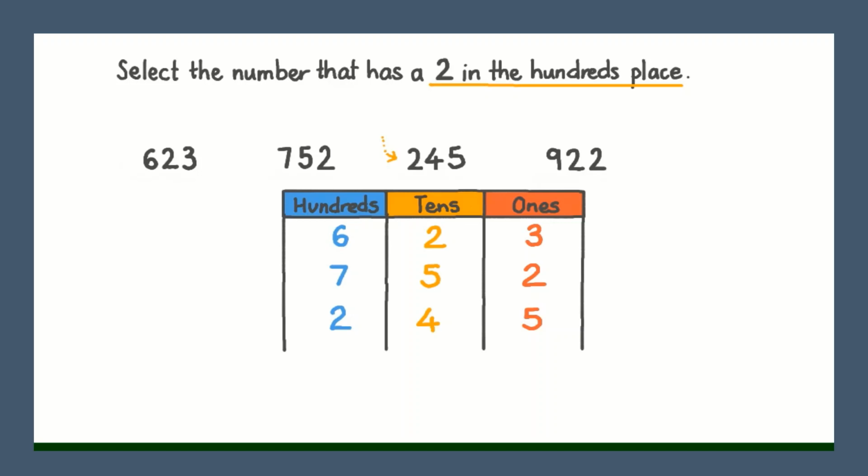245. This is the number that has a 2 in the hundreds place. And if we just check the last number, we can see this contains 2 2s, but neither of them are in the hundreds place, are they? We know that when we read a 3-digit number from left to right, the first digit we see is the hundreds place. And the only one of these numbers that has a 2 in the hundreds place is 245.